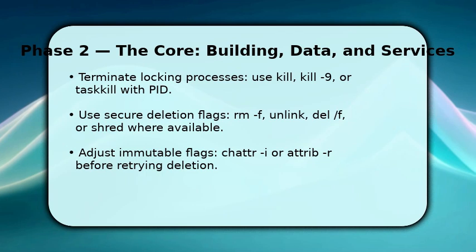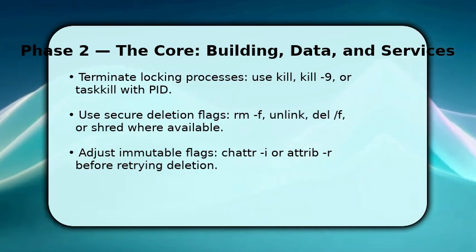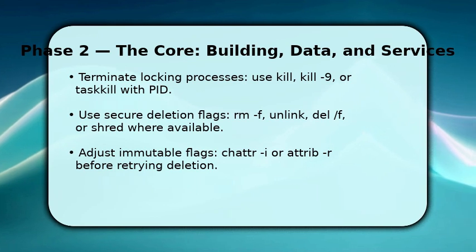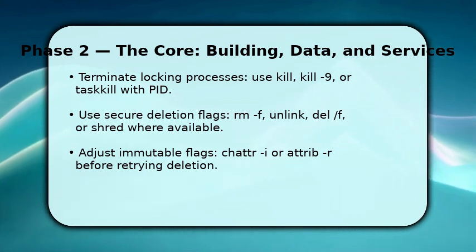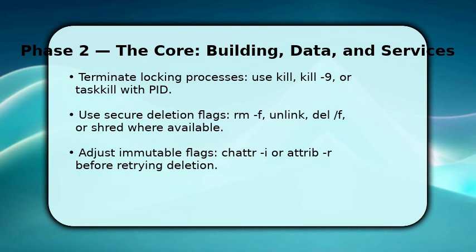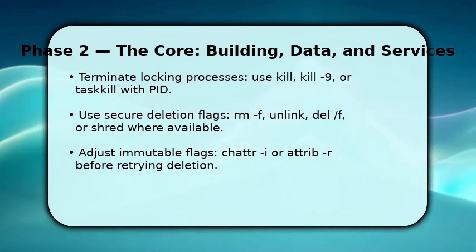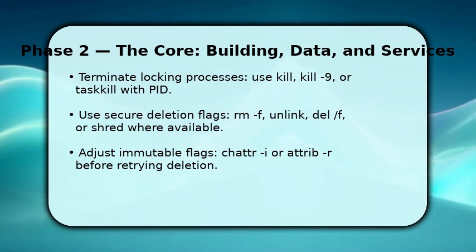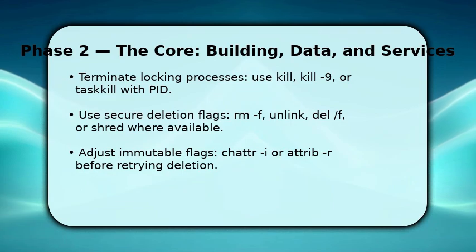Next, remove attributes that block deletion. Use chattr or attrib to clear immutable or read-only flags. Then run a force delete command, rm -f on Unix, del /f on Windows, or unlink where appropriate. If the file is stubborn, shred or srm, add secure overwrite steps before removal.